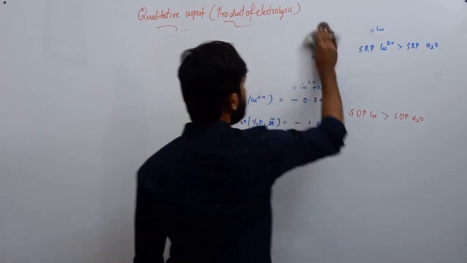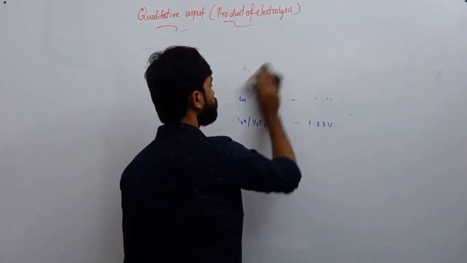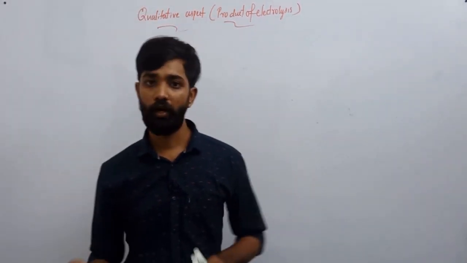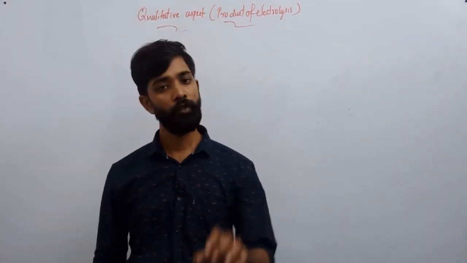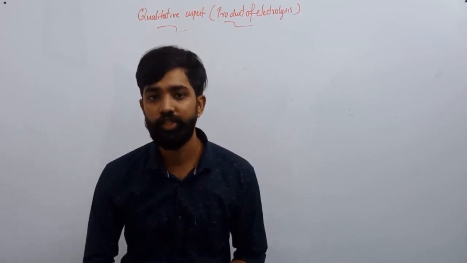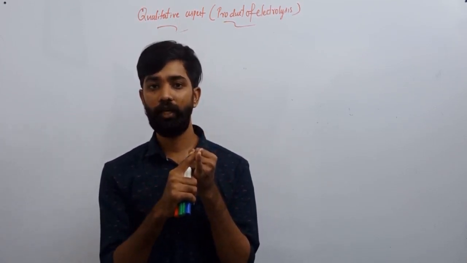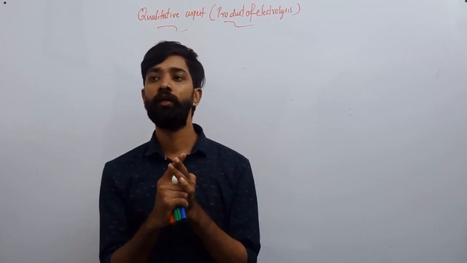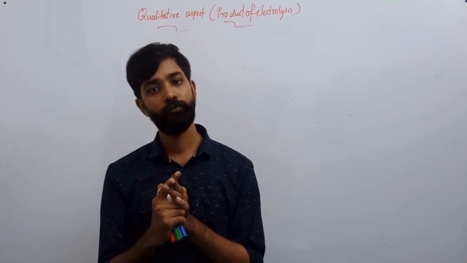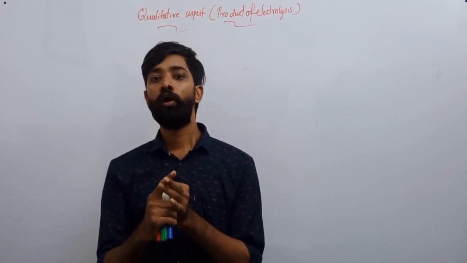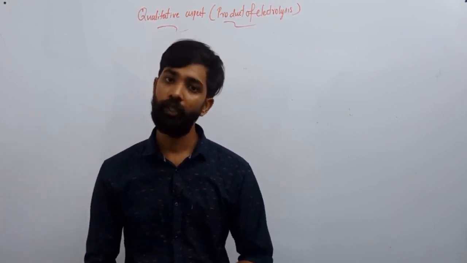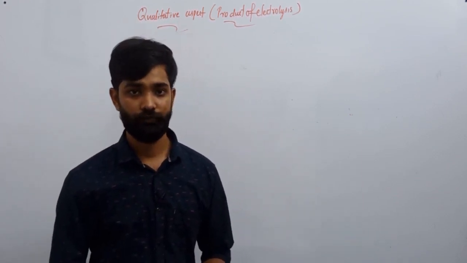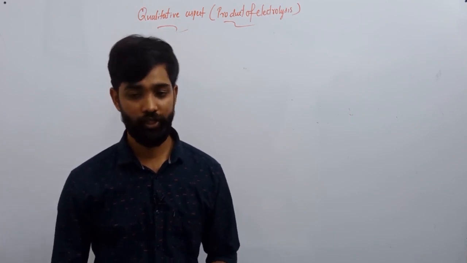So let me conclude. You have to keep this much idea: if there is a competition for reduction between first group cations, second group cations, and Al3 plus, Mn2 plus, like that, in competition with water, then water will reduce and the cathode has hydrogen. Okay, cathode has hydrogen.